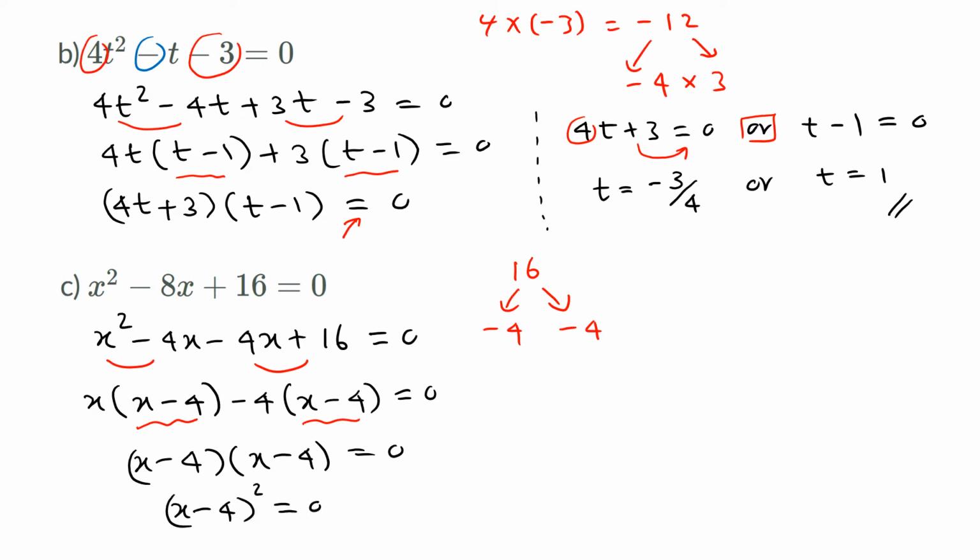Now you set this equal to 0, so this says that x equals 4. But we normally call this with multiplicity 2, because there are 4 twice. So the answer is x equals 4 with multiplicity 2. Good. So that's how you use a factoring method to solve a problem like that. Let's move on to the next one. So this is a factoring technique.